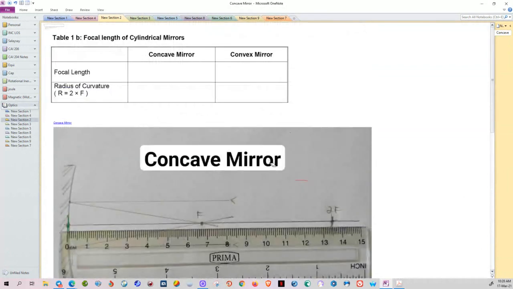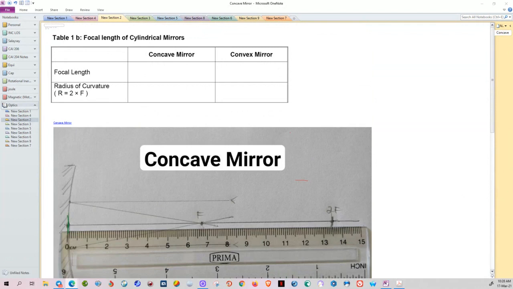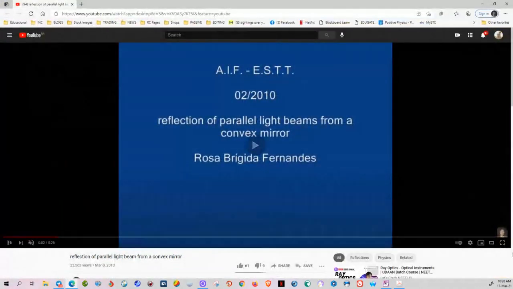So how does the convex mirror work? Let's go and watch the video of how a convex mirror works. So you see, a convex mirror, the shiny side is on the outside of the curve. Can you see that? The shiny side is on the outside of the curve. So what happens when it's struck by parallel lines?